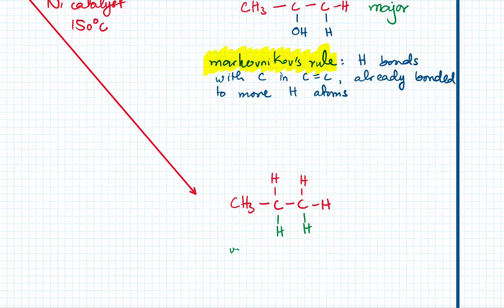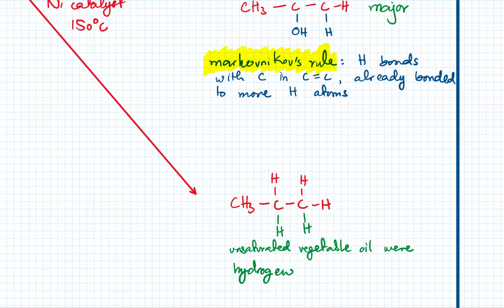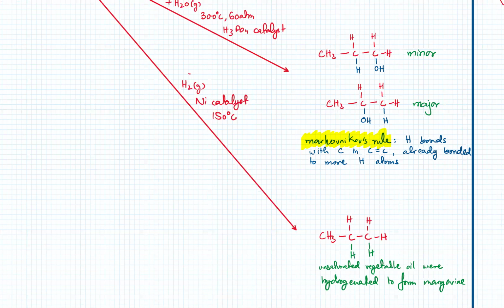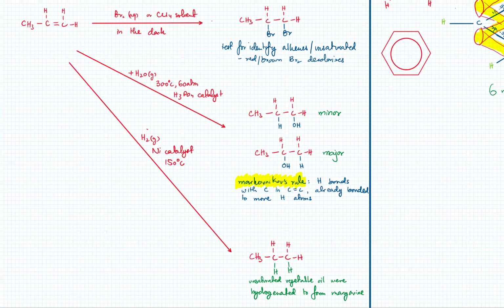Unsaturated vegetable oils were converted, or hydrogenated, to form saturated fats, basically margarine, right? So that was the third addition reaction.